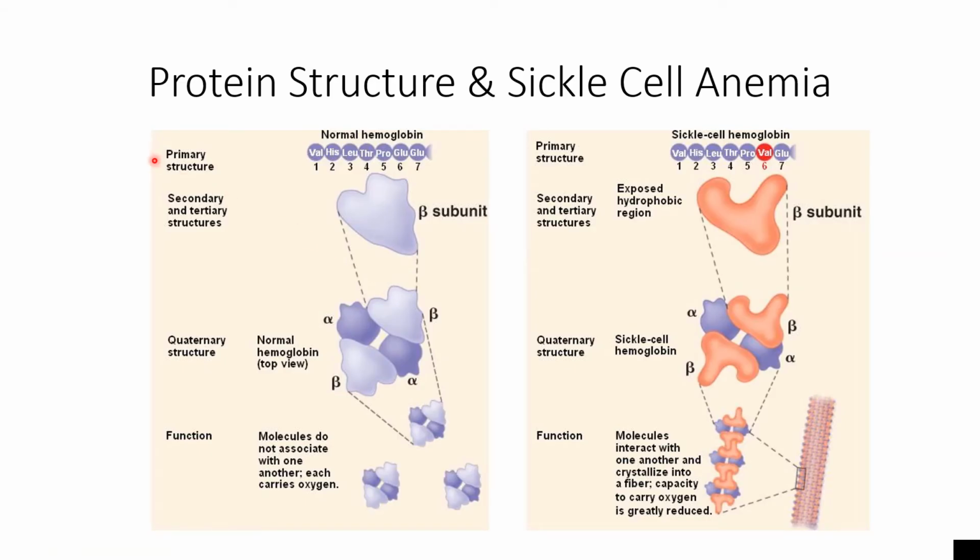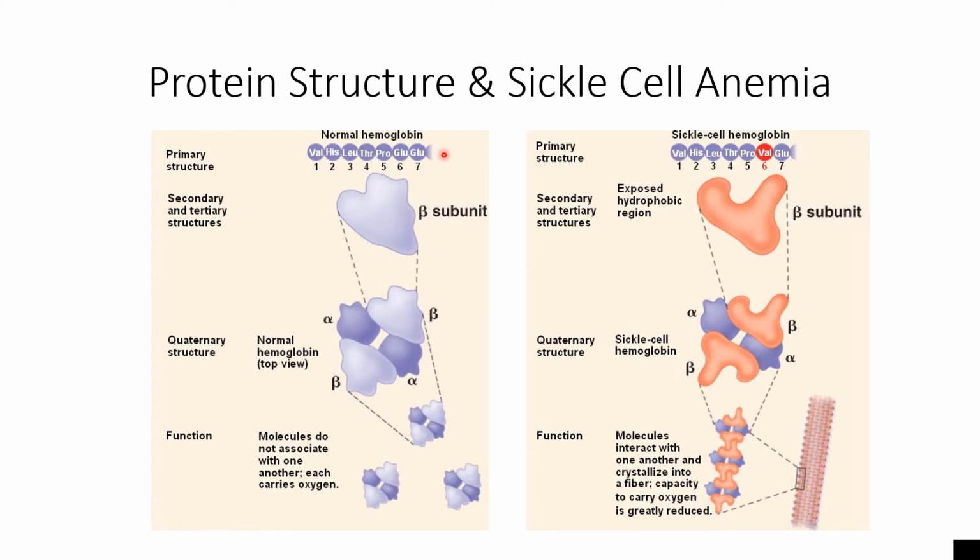Let's start by taking a look at the levels of protein structure in an individual who has normal hemoglobin, meaning they do not have sickle cell anemia. Notice our primary structure is intact. There's no mutation in our nucleotides, so there's no mutation in our sequence of amino acids. Primary structure is the order of the amino acids.